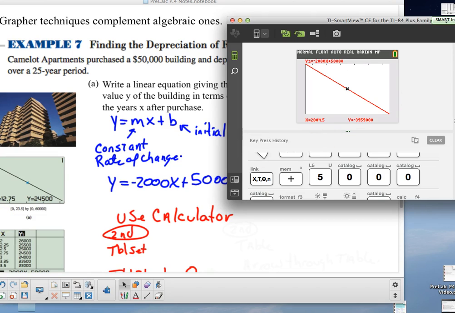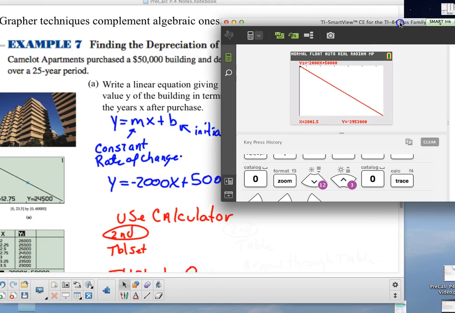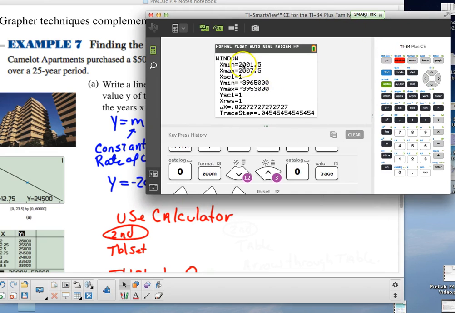And if I hit trace, I can arrow across and I can find out what's going on with my graph as I'm going down. Okay, and as we go down, those are negatives. I've got to get back to the other quadrant here for whatever reason. Well, my zoom fit, let's check out my window. My x min is 2,000. So my x min, remember my x is going across here, and that should be 23.5.